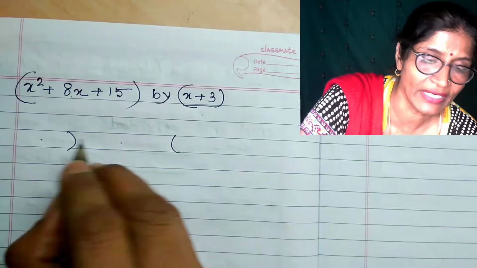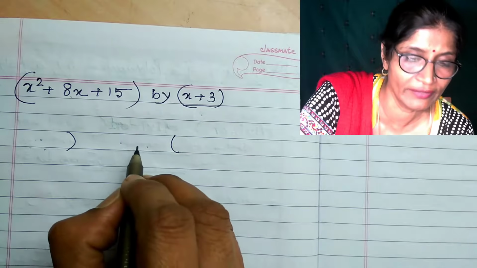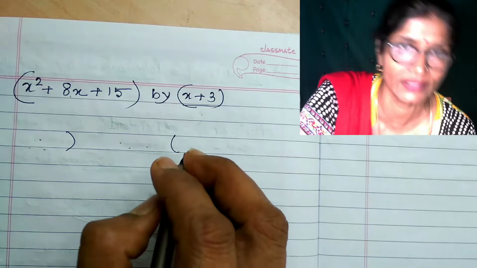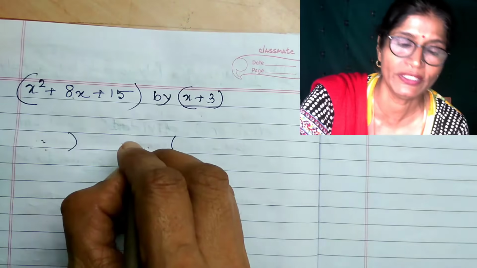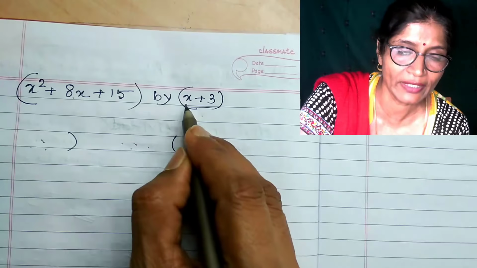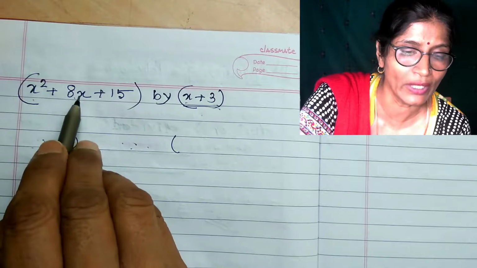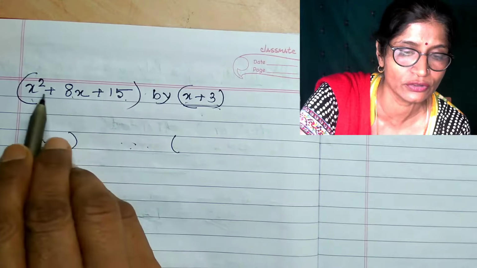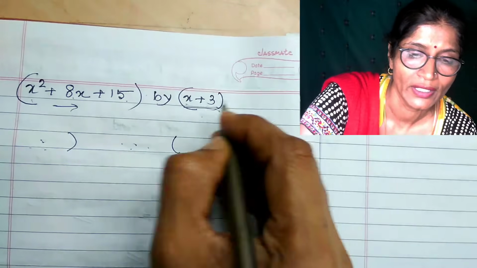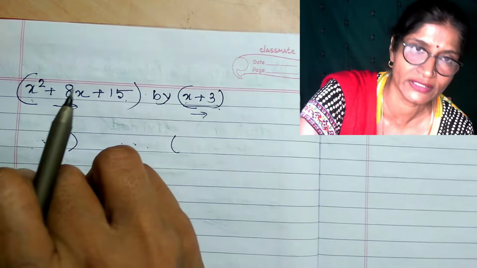And when I write the divisor and dividend, both will be either in the descending order or in the ascending order. I am writing this x plus 3, so that is the descending order: the powers of the x variable are 1 and 0. And this one is also in descending order, 2, 1 and 0. So both I am writing in the descending order.